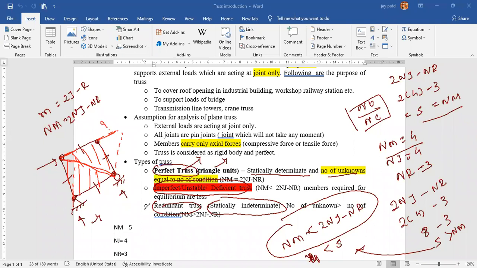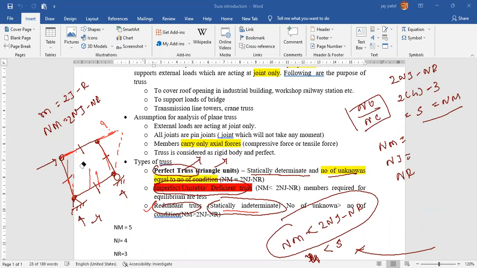Now, the last one is a redundant truss. That is also known as a statically indeterminate truss. In that case, again, we are treating the same conditions. Don't worry. Suppose I am adding one more member here. Okay, I provide one more member here.